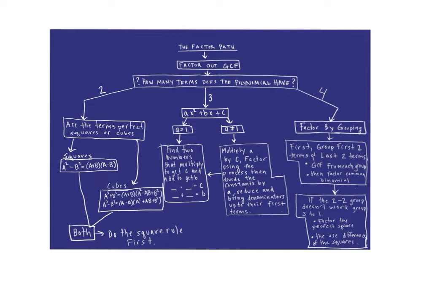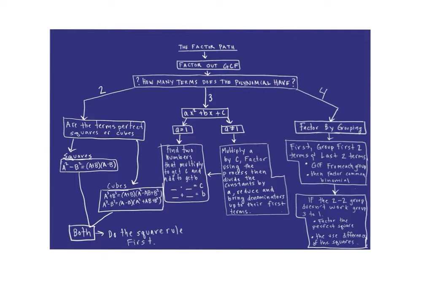Okay, so the very first thing you do when you're factoring a trinomial or a polynomial, sometimes they're binomials, the very first thing you always want to do is factor out the greatest common factor. Sometimes there is a greatest common factor and sometimes there is not. But you always want to look to see, can I factor out the greatest common factor?